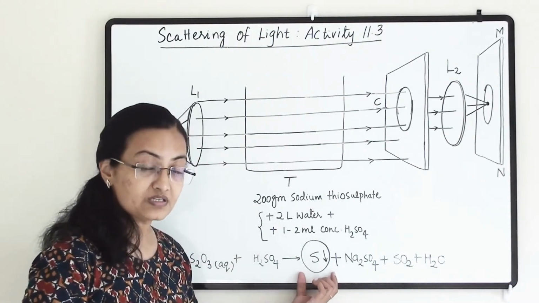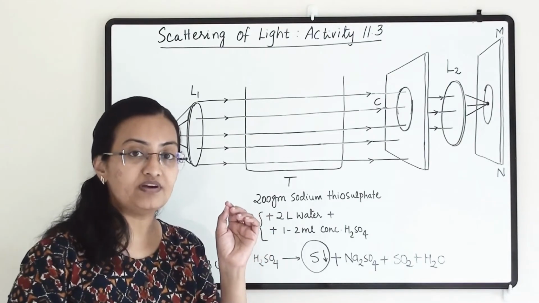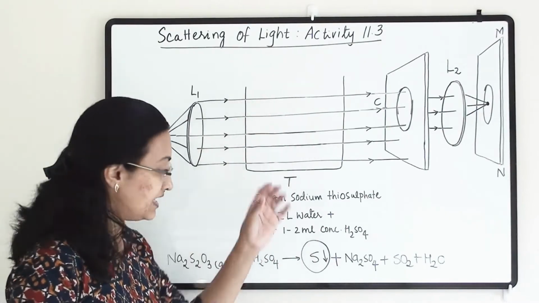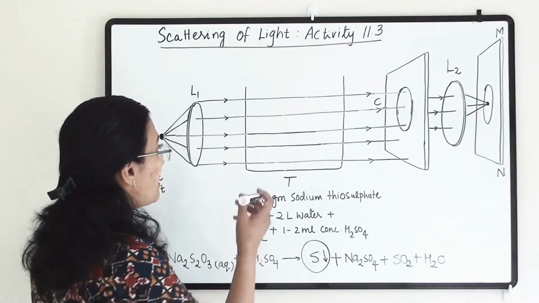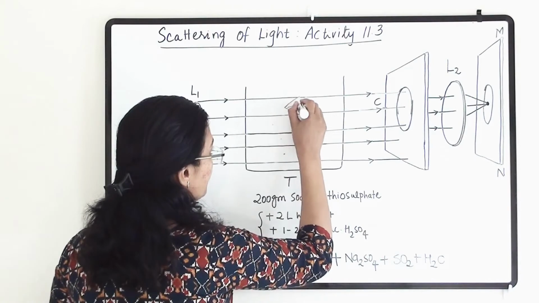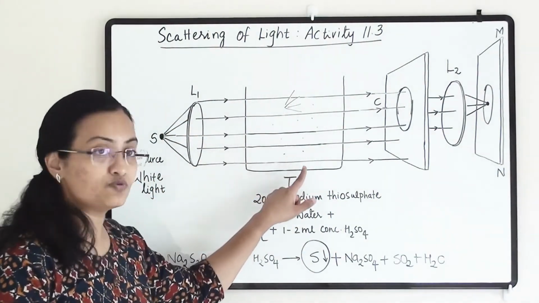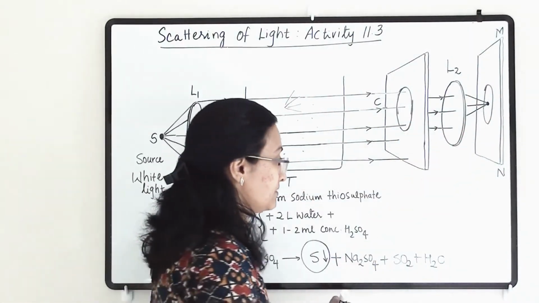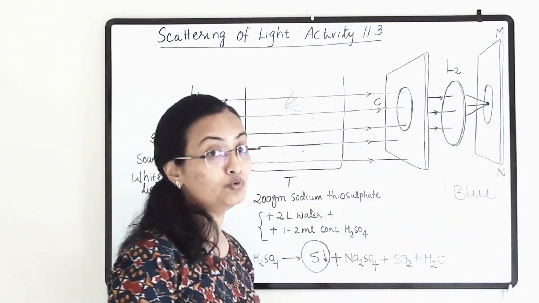Sulfur will be a precipitate, and within the first 2 minutes the particles will be very small. When it starts forming in the tank, the particles will be very minute. When the particles are very small, they will scatter light, and they will scatter blue color light because the particle size is very small. So first, when particles are very small, we'll be able to see the blue color light.